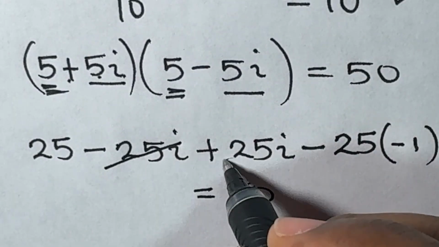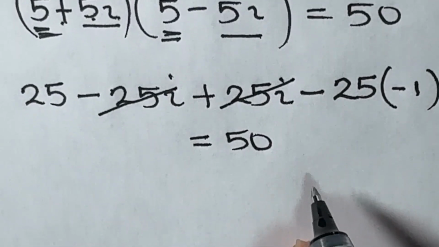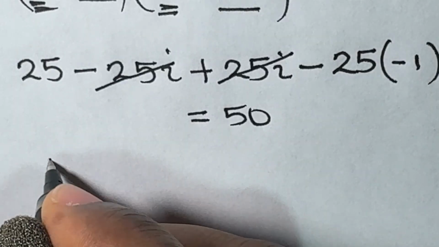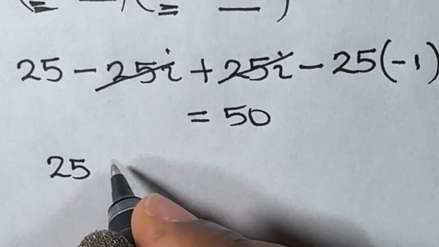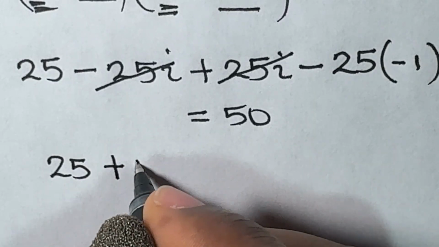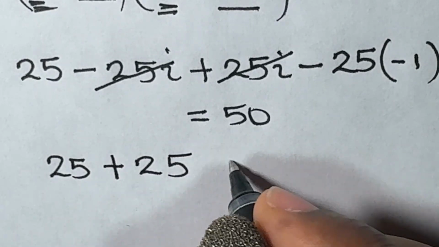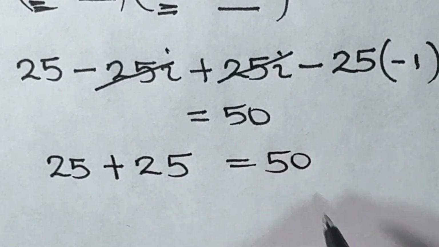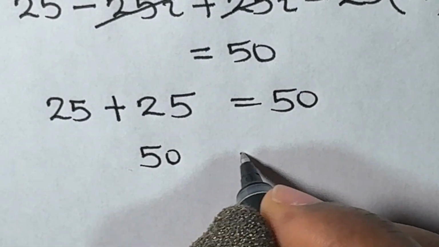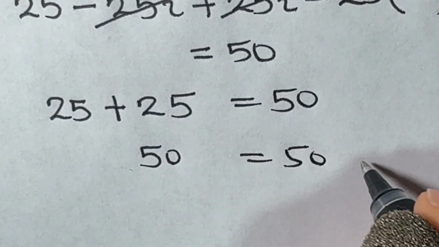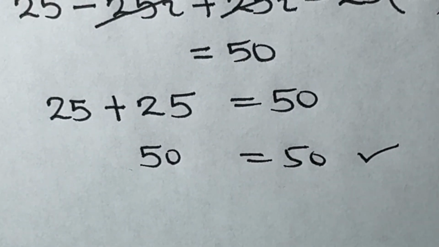And all of this should give us 50. Minus 25i plus 25i is 0. So we are left with 25. Minus times minus here is plus. Then we have 25 is equal to 50. Giving us 50 is equal to 50. Confirming that both solutions are correct.